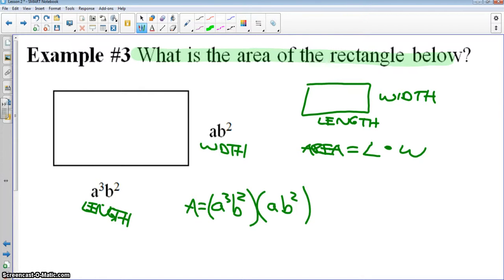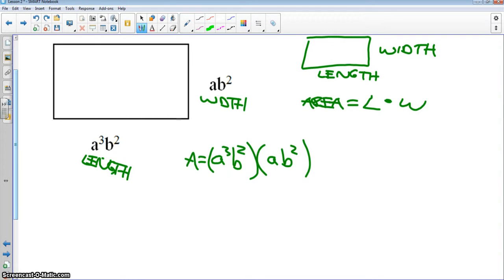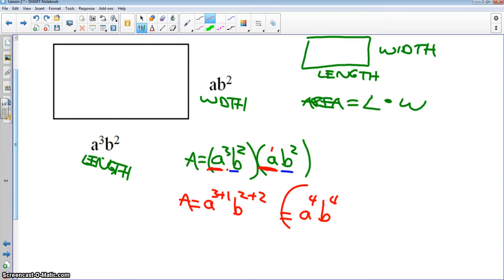Now, this is no different than what we were doing before. Just look for like bases. So you could see that we have an a here and an a here. Remember that this a does not have an exponent, so put a 1 there. Therefore, area would look something like a to the 3 plus 1. And let's look at our b's. Those are the same base, so we would just write b, not plus. These are all being multiplied right here. And then we do 2 plus 2 like that. Our final answer here would be a to the 4th, b to the 4th. That's it. And that's how we want you to leave your answer.